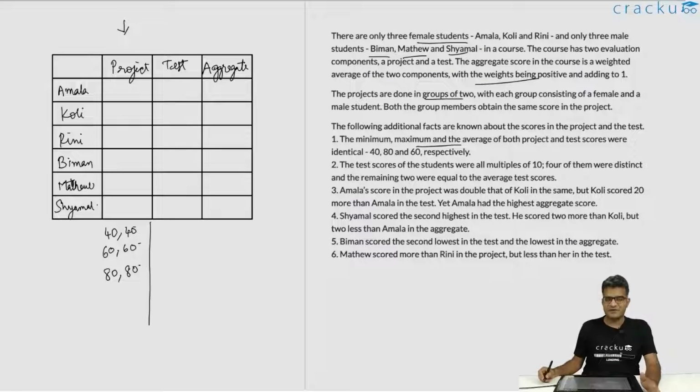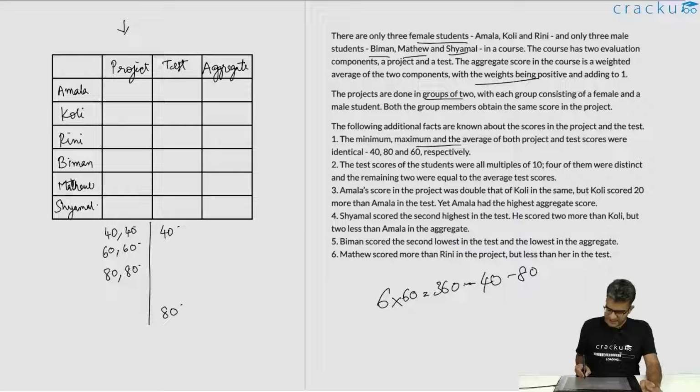In test, we are told that the lowest is 40, the highest is 80, and we have 4 more scores. The total average is 60. So the total marks scored by the 6 people is 6 into 60, which is 360. Out of which we are able to account for 140 and 180. So we need to account for a remaining of 240.